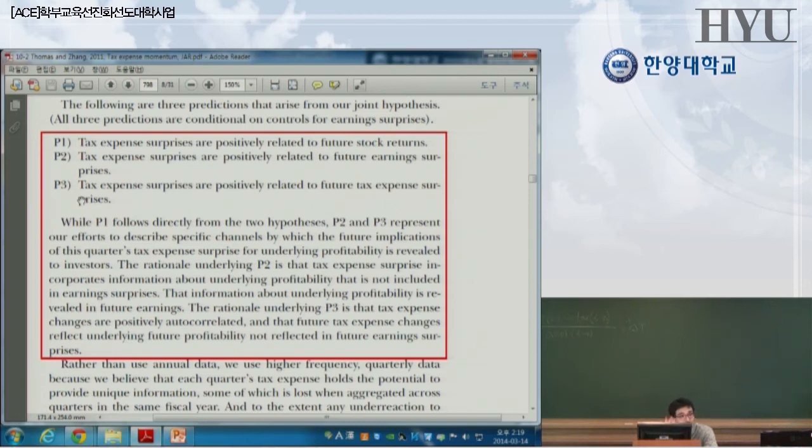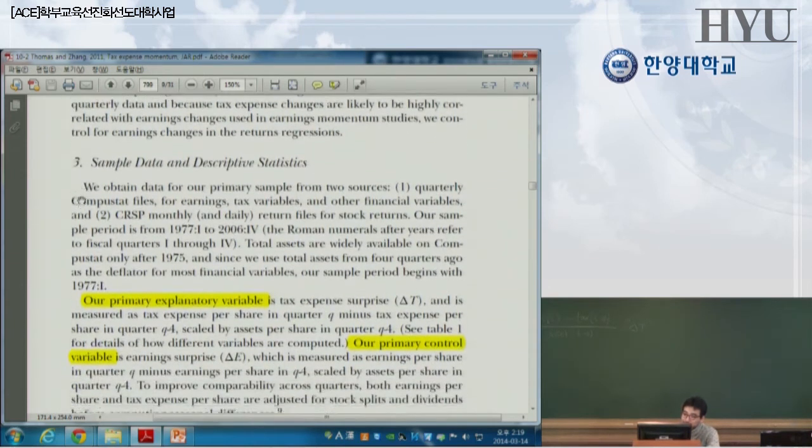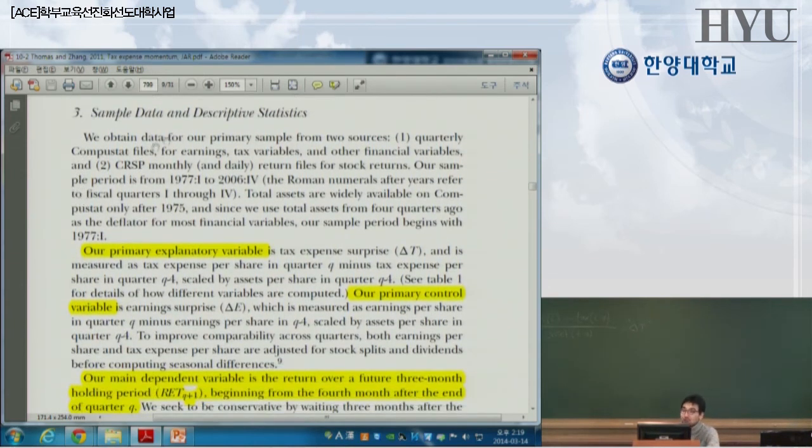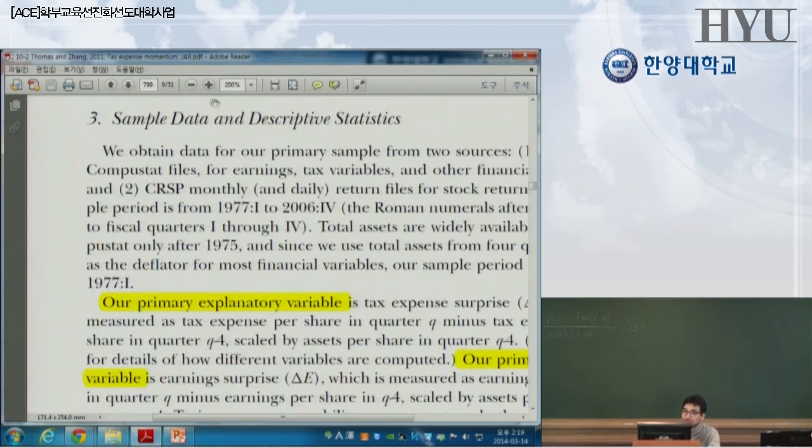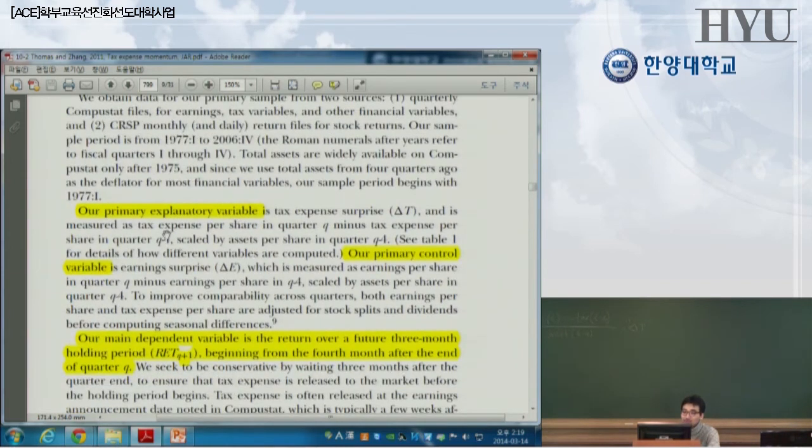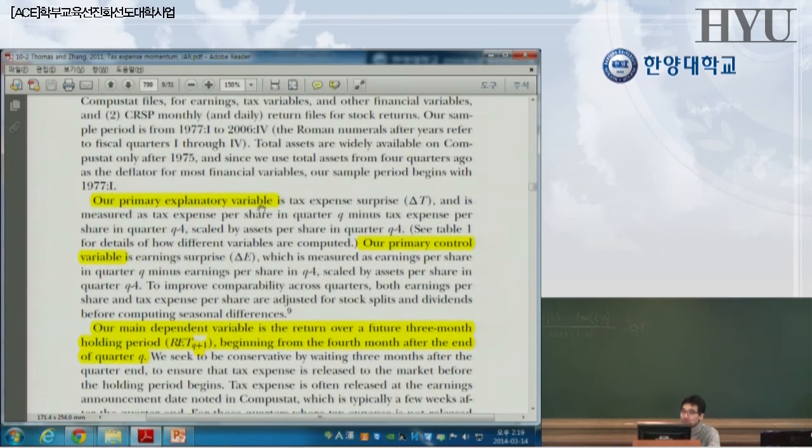Okay, that's their theory. And in this paper, they test these hypotheses, and they very smartly show that they are all true. We will see how they did that. Now, in order for testing, first, their primary explanatory variable is tax expense surprise. It is our primary explanatory variable. We want to explain patterns with this information.